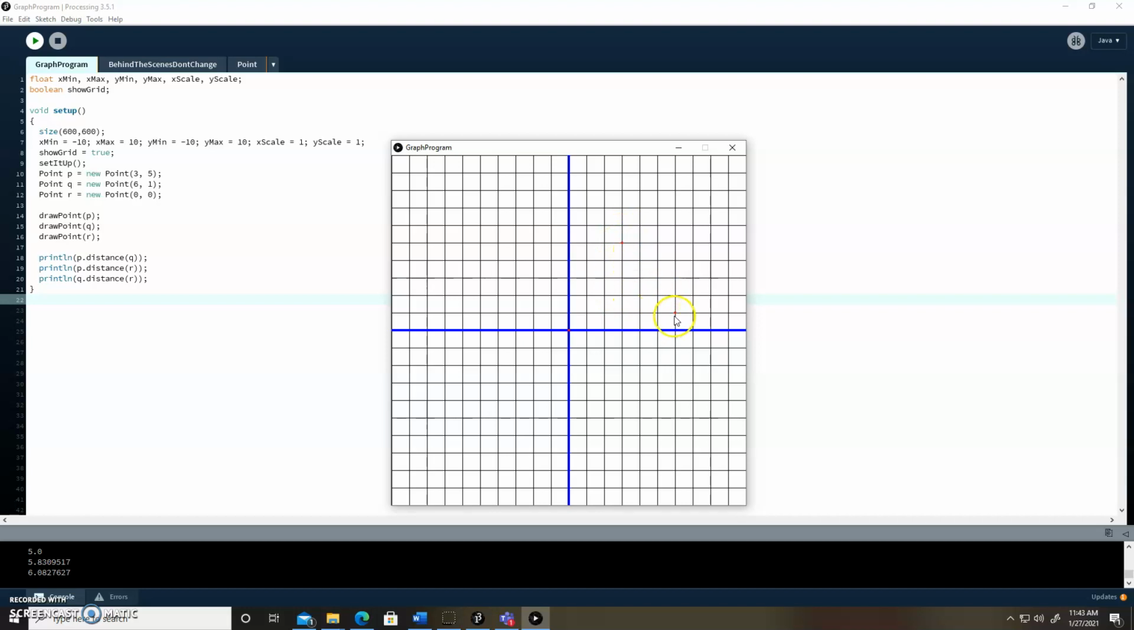And I know that because this is a 3, 4, 5 right triangle. The horizontal distance is 3 units. The vertical distance is 4 units. So 3 squared plus 4 squared is 25, and then the square root of 25 is 5. So this distance, if we put it on a straight line, would be 5. Okay? So that's the distance method, and showing that it works.